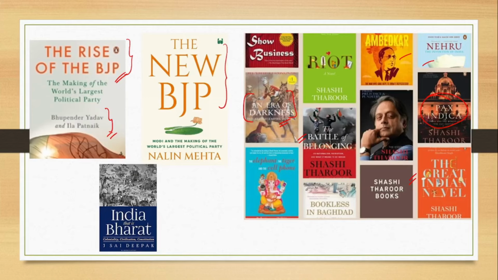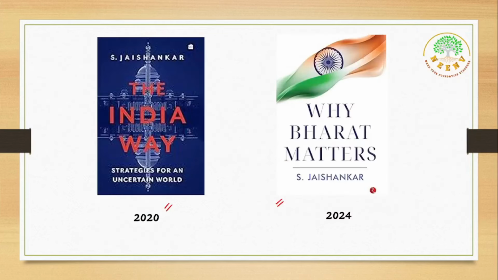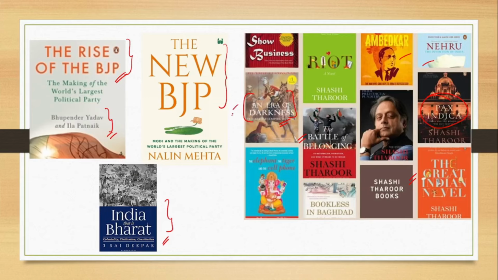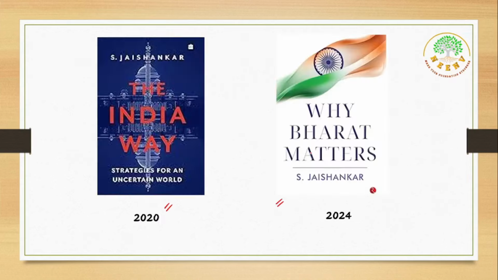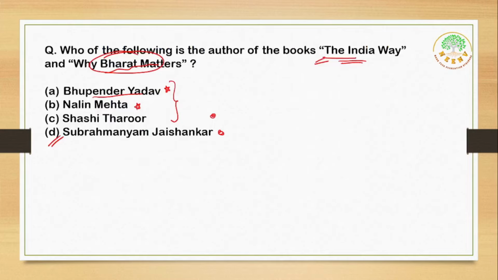And I also added one more book which was not in the list, but which was very close to the name: India That Is Bharat, written by J. Deepak. This book was released last year. J. Deepak, as you know, is a famous Supreme Court lawyer. So this book actually is very close to the option given, having the name Bharat in it. India That Is Bharat is written by J. Deepak. The India Way is written by S. Jaishankar, and An Era of Darkness, Pax Indica, and The Battle of Belonging are written by Mr. Shashi Tharoor. So, like I said, this question is very easy. India Way and Bharat Matters: S. Jaishankar is the answer.